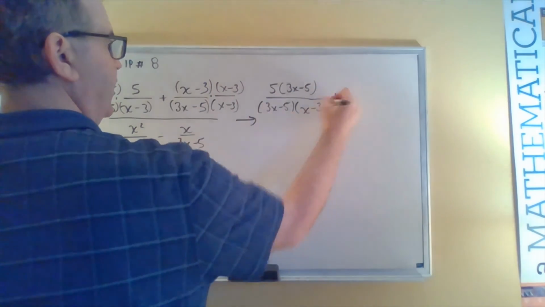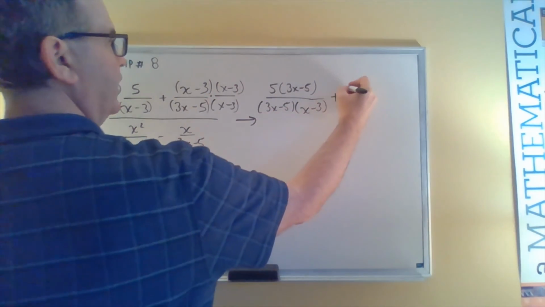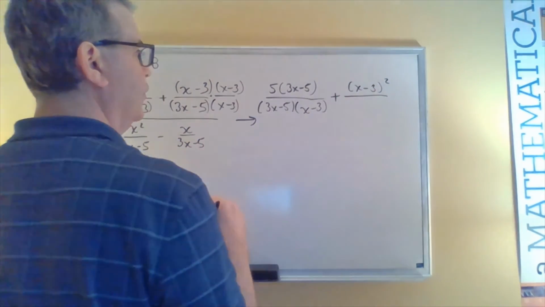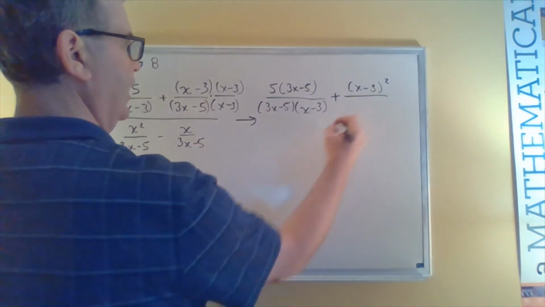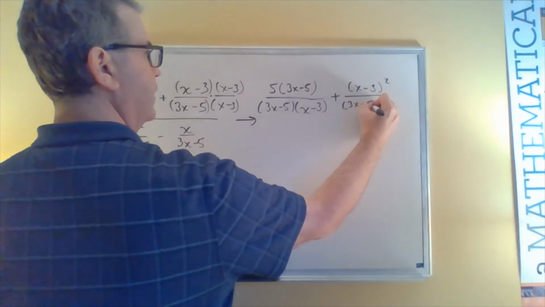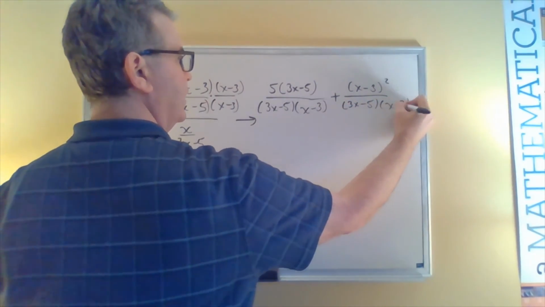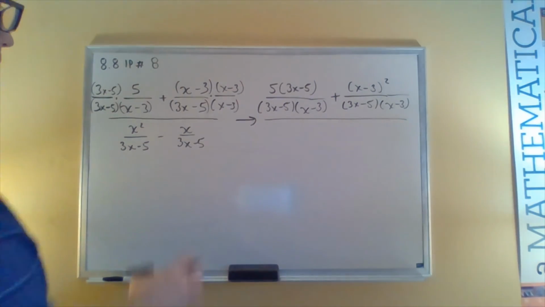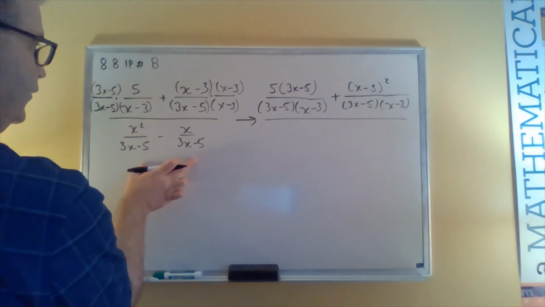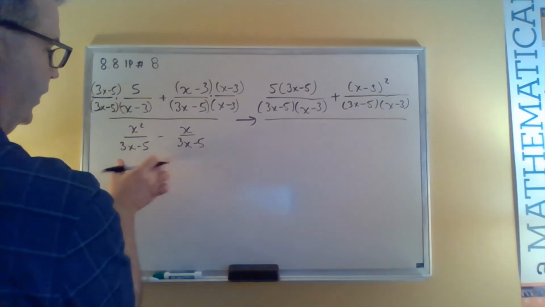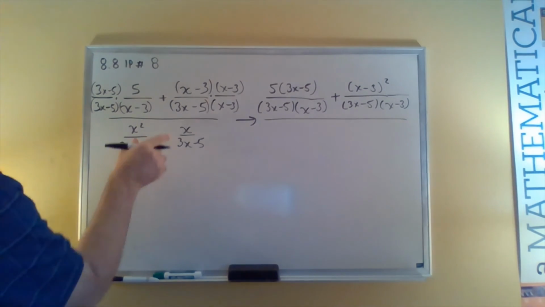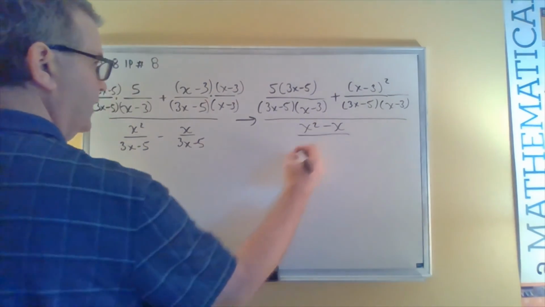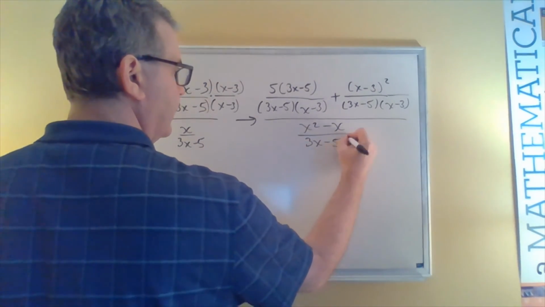Now I'm going to add my second fraction here. I'll have x minus 3 squared over 3x minus 5 times x minus 3. Okay, now I have a common denominator up top. I have a common denominator down here as well, so I can go ahead and simplify this one. Common denominator, going to simplify it, so I'm going to combine my numerators and keep my common denominator.